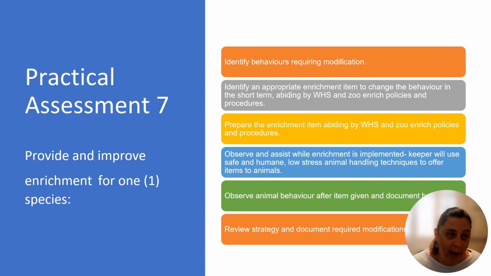You'll watch the animal before and after you give them the enrichment item. You'll make observations, write down in a daily report about that, and then you're going to review and document modifications. So you're going to complete an approval form, and that approval form is going to be based on a new and improved item. So you're going to look at the item you gave and you're going to make it better.